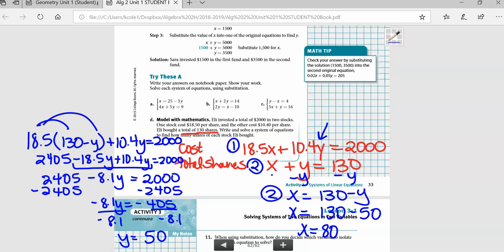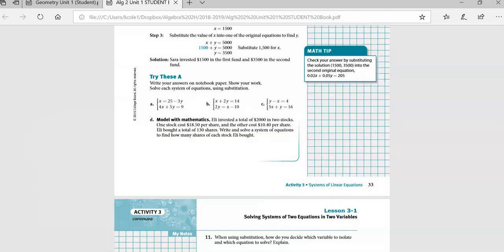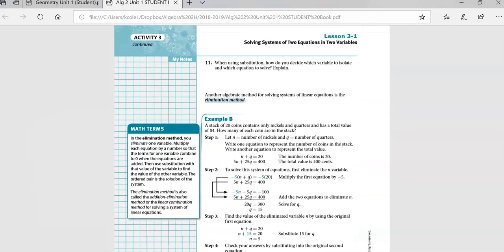Okay? All right, let's take a look at our next page. Number 11 says, when using substitution, how do you decide which variable to isolate and which equation to solve? It doesn't matter. It really does not matter. You could choose either x or y in either equation.